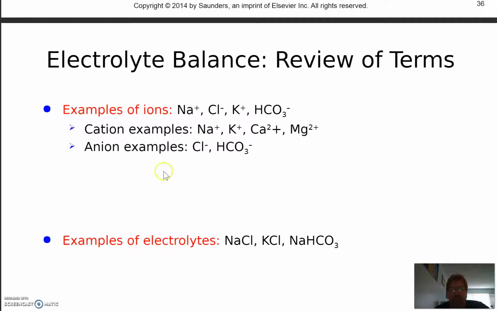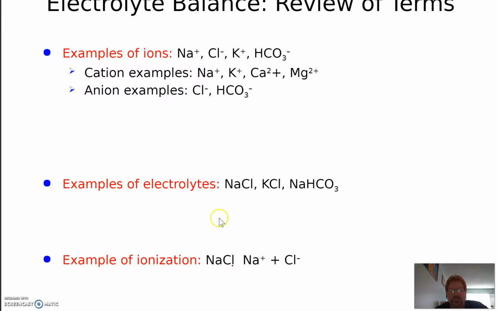Electrolyte balance. Review terms. Example of ions: sodium chloride, potassium bicarbonate. Remember, cations are positive. How do you remember? Remember, cats are soft and fun to pet and hold, and they're positive. Anions are negative. Examples of electrolytes. Actually, all these are electrolytes, guys, but sodium chloride, potassium chloride, sodium bicarbonate.